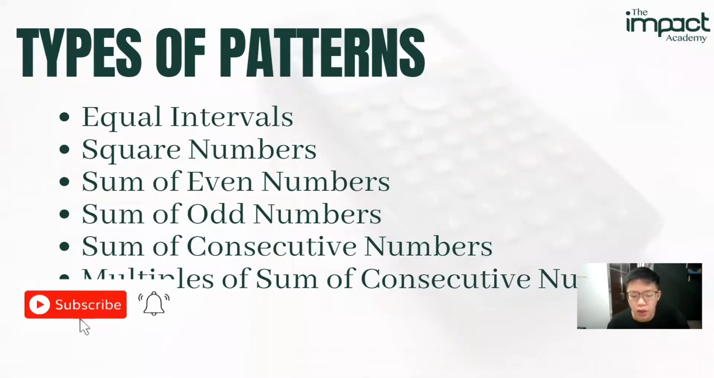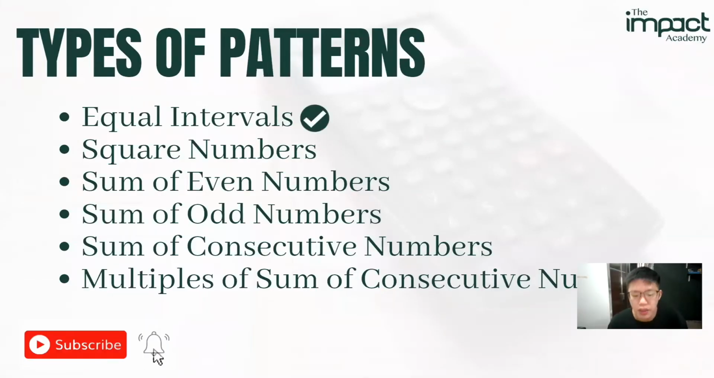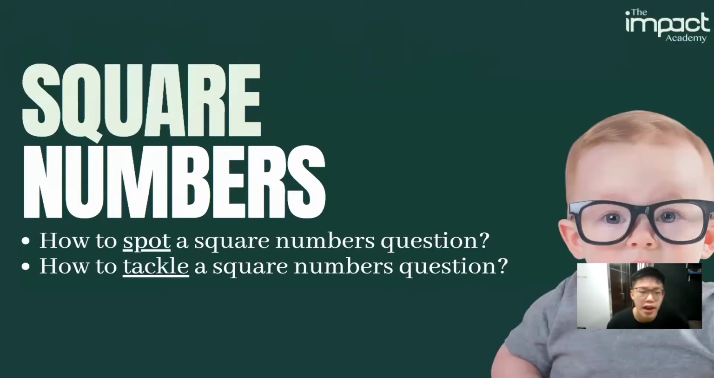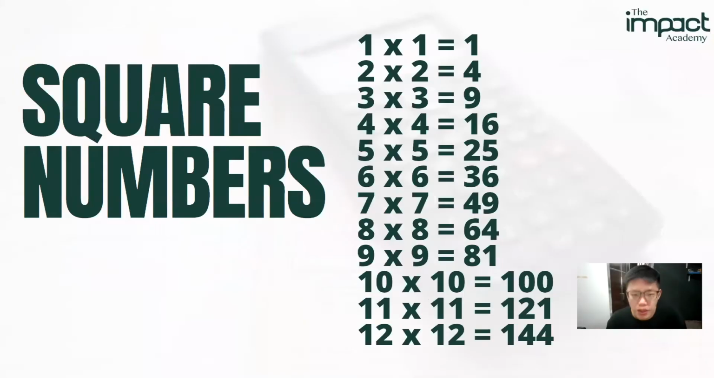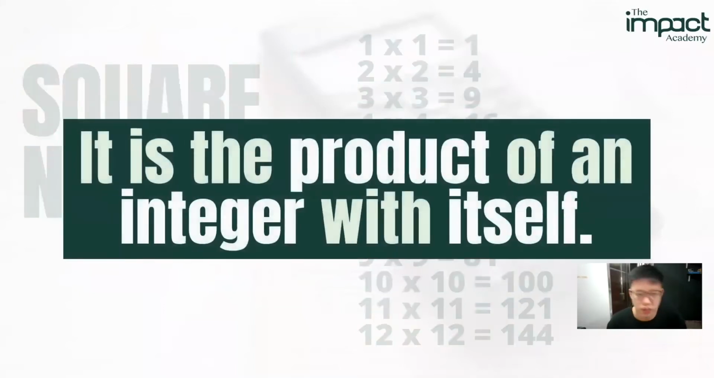Now, as you can see over here, we have already covered the first concept, equal intervals, in our previous video. So once again, if you have yet to watch it, please do so. All right, and today we will be looking at square numbers. At the end of today's video, you will know how to spot a square numbers question and you will know how to tackle it successfully. So let's take a look at the definition first.